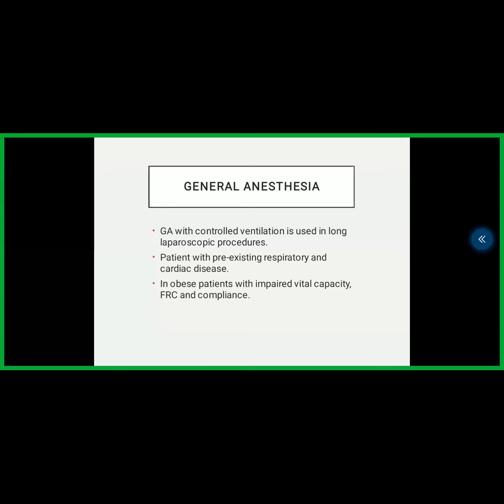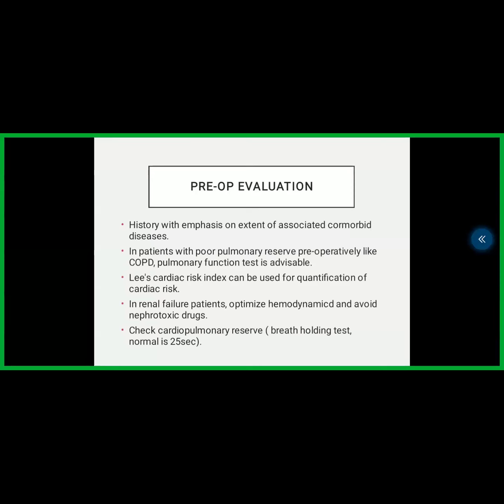GA with controlled ventilation is used in long laparoscopic procedures, then for patients with pre-existing respiratory or cardiac disease, and also in obese patients with impaired vital capacity, functional residual capacity, and compliance. So for these patients coming for laparoscopic surgery, in the pre-op evaluation, history will be taken from the patients, from the biodata, with emphasis on the extent of associated comorbidities that these patients might have. In patients with poor pulmonary reserve preoperatively, like people with chronic obstructive pulmonary disease, a pulmonary function test is also advisable. For this pulmonary function test, a spirometry is advisable.